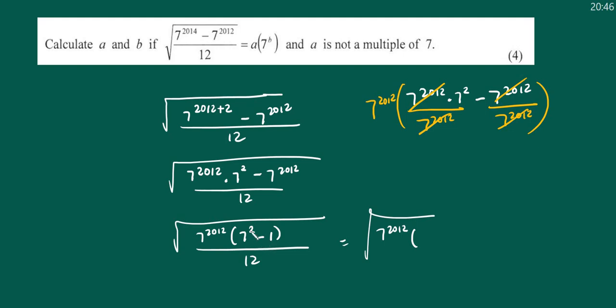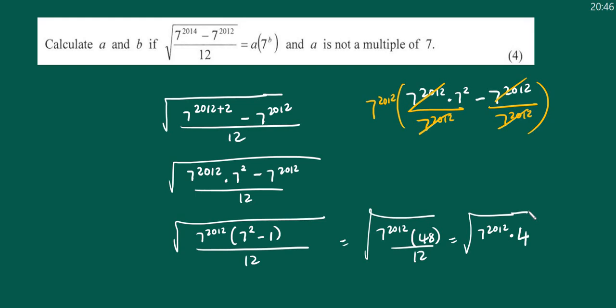7 squared minus 1 is what? 7 squared is 49, minus 1 is 48, over 12. Now 48 divided by 12: 12, 24, 36, 48, it should be 4.